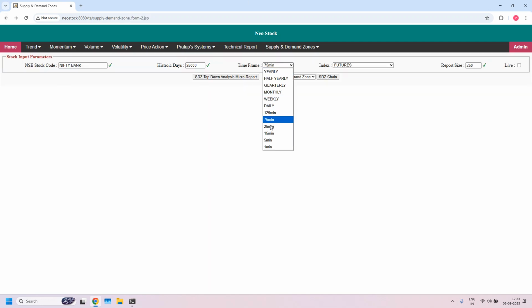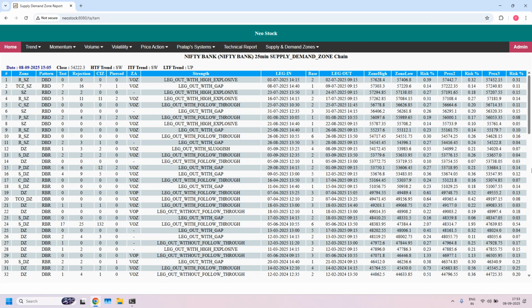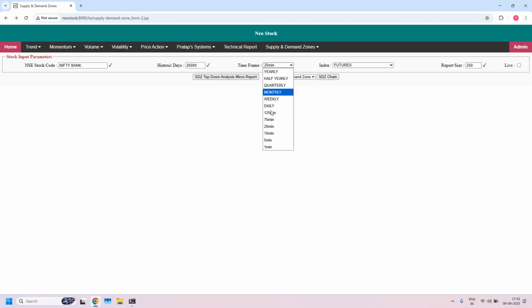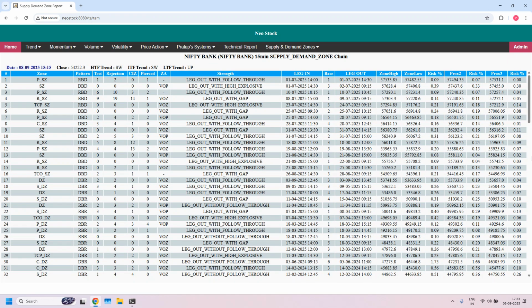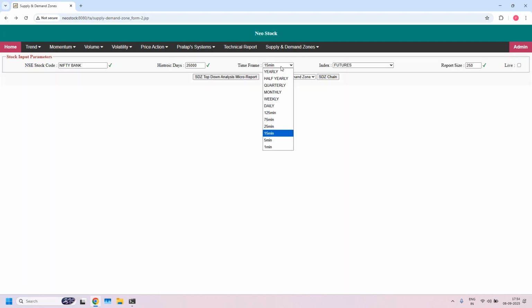Next, generating 75 minutes supply demand zone chain for BANKNIFTY. Next, generating 25 minutes supply demand zone chain for BANKNIFTY. Next, generating 15 minutes supply demand zone chain for Bank Nifty. Next, generating 5 minutes supply demand zone chain for Bank Nifty.